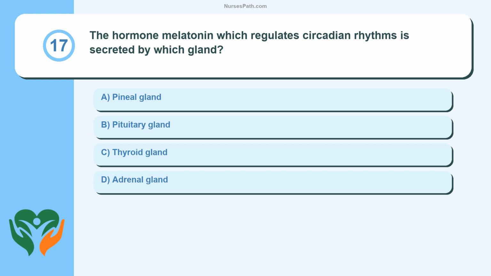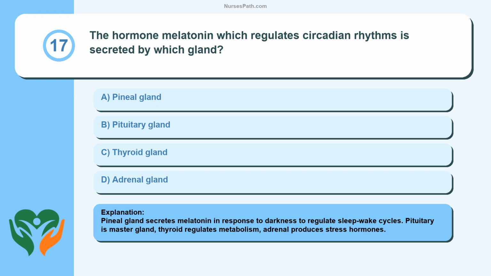Question 17. The hormone melatonin, which regulates circadian rhythms, is secreted by which gland? Pineal gland, pituitary gland, thyroid gland, adrenal gland. Pineal gland secretes melatonin in response to darkness to regulate sleep-wake cycles. Pituitary is the master gland, thyroid regulates metabolism, adrenal produces stress hormones.